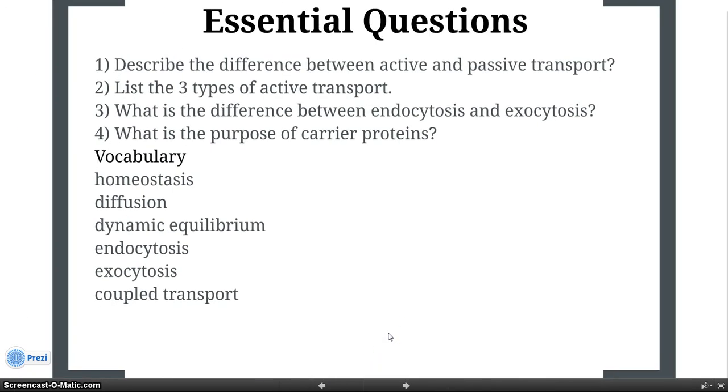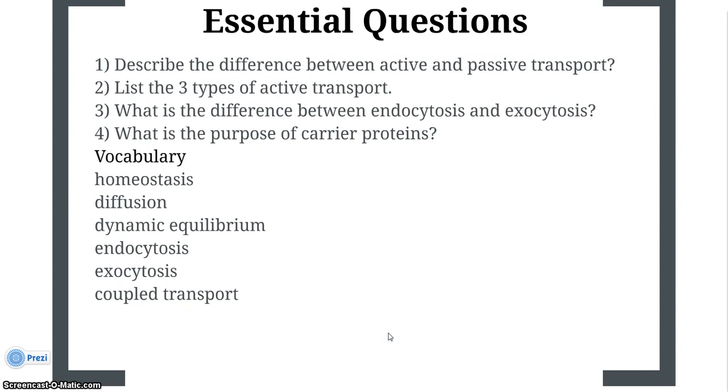So, here are our essential questions. Describe the difference between active and passive transport. List the three types of active transport. What's the difference between endocytosis and exocytosis? And what's the purpose of a carrier protein? Some vocabulary that you should know: homeostasis, diffusion, equilibrium, endocytosis, exocytosis, and coupled transport.